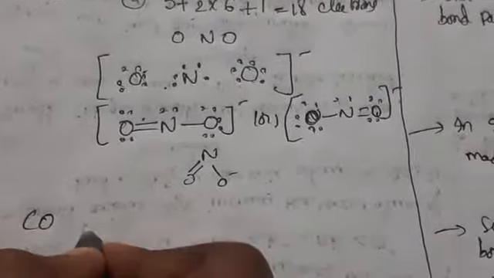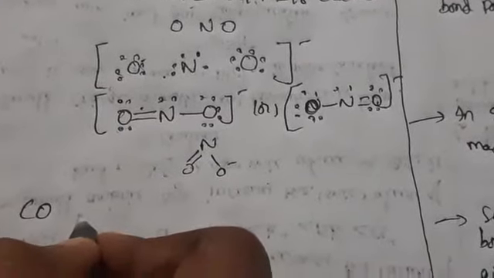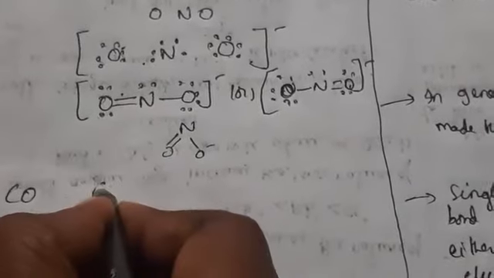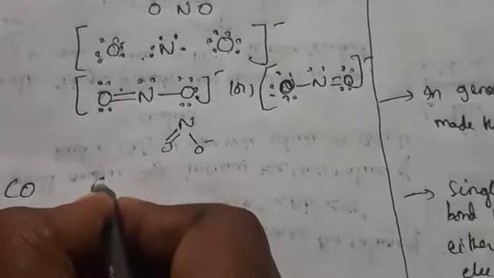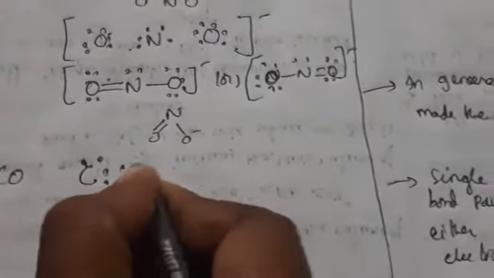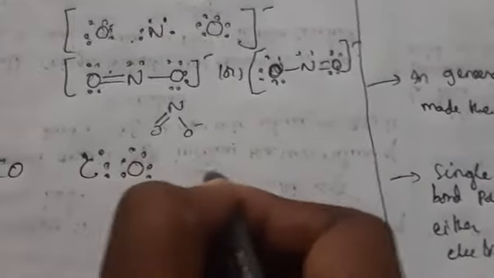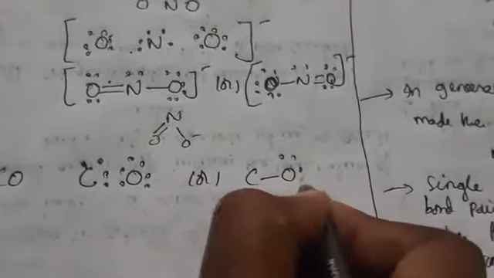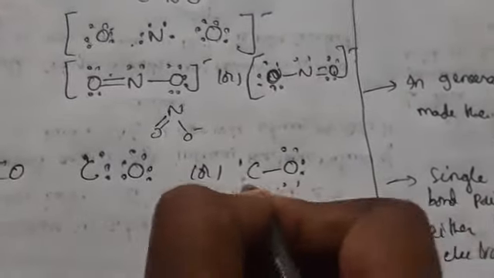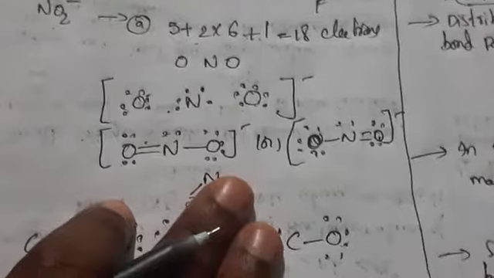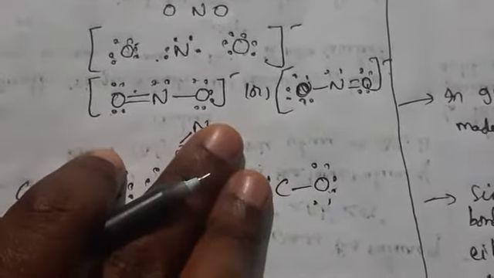If you take CO, then you get carbon with valence electrons 4, and oxygen with 6. Like this you can write it, or it can be represented with bond pairs. So this is the way we can write it, or you can write it like this also.